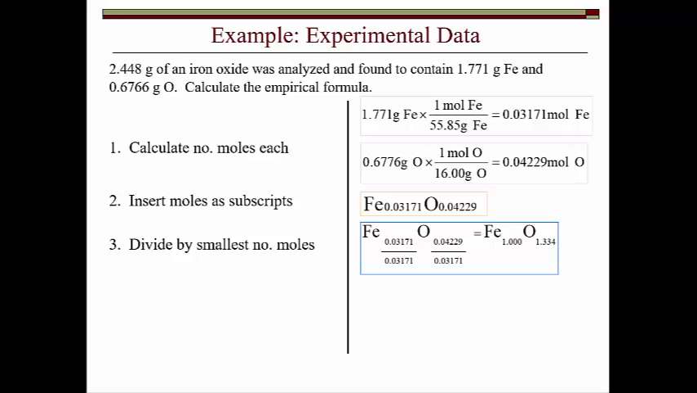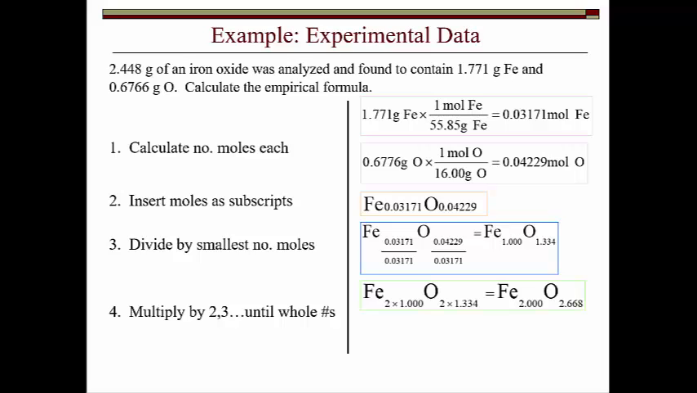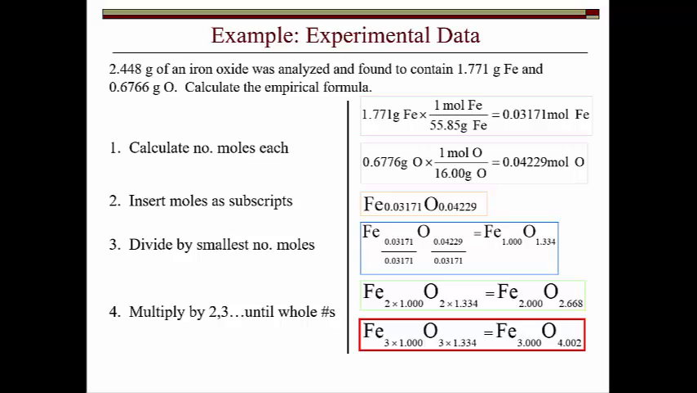All right, so the first thing I'm going to do is multiply them both by 2. If I multiply them both by 2, what would my subscript be? Right, so the iron would be 2, but the oxygen would be 2.668. Still not a small whole number. So let's go back to my original one. Now let's multiply it by 3. What would my subscripts be if I multiplied everything by 3? And now I get some nice subscripts.